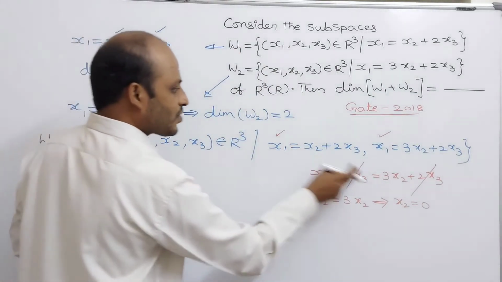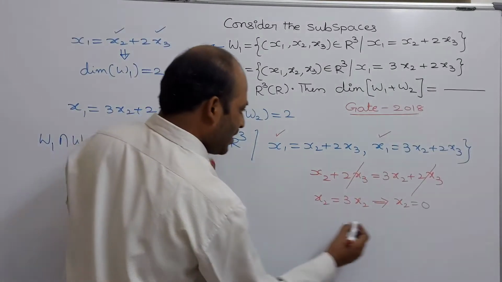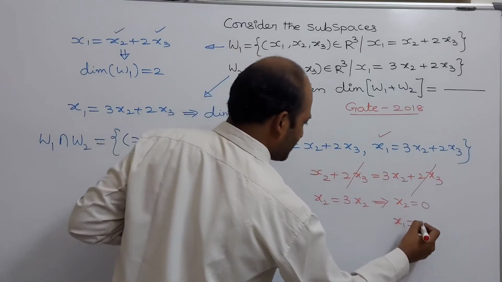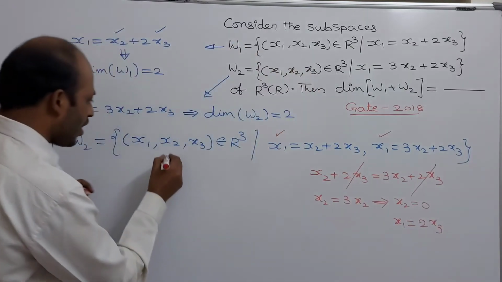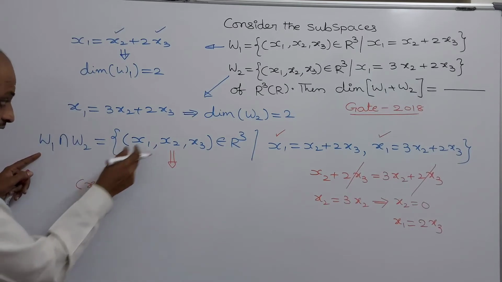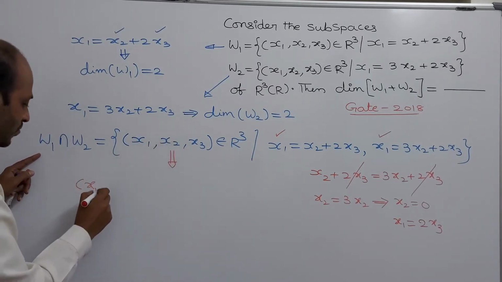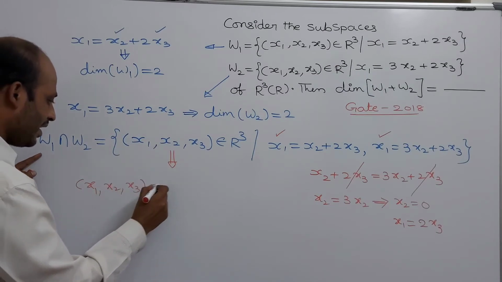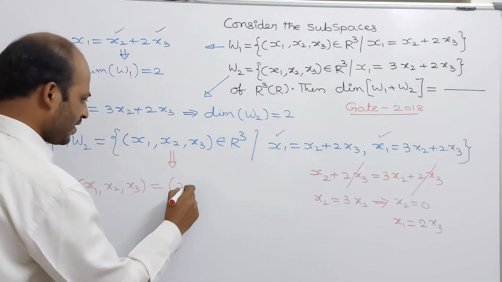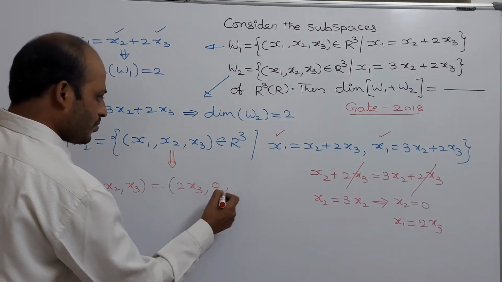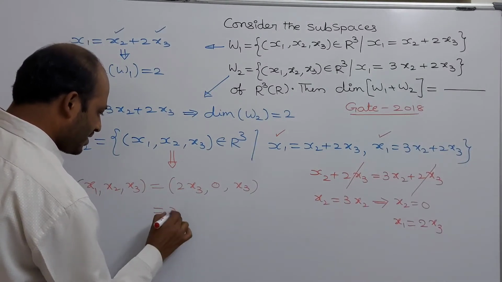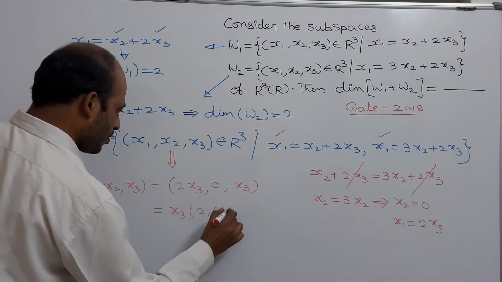If x2 = 0, then what is x1? Then x1 = 2x3. Now the ordered triad (x1, x2, x3) in W1 intersection W2 can be written as x1 = 2x3, x2 = 0, and x3. It means x3, by making x3 common, you get this term (2, 0, 1).